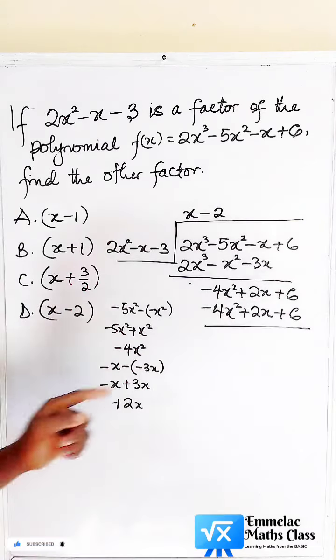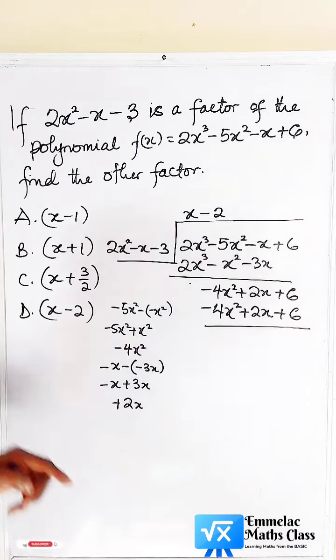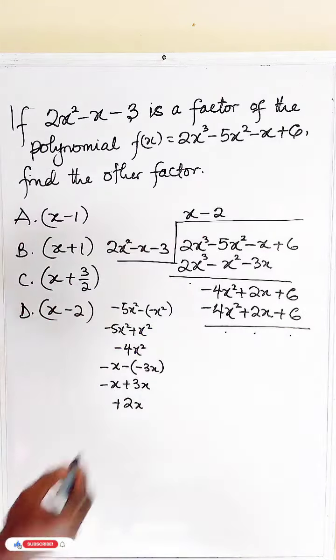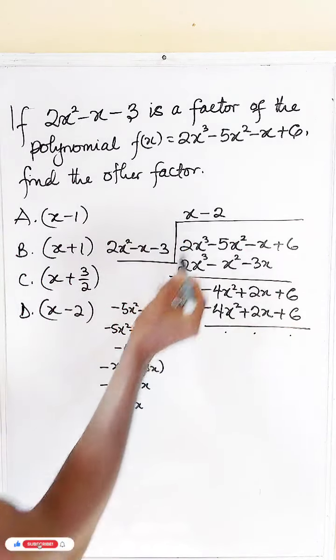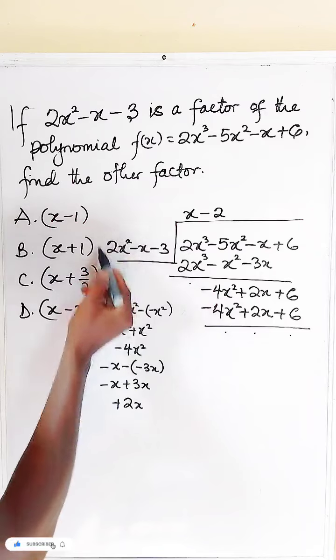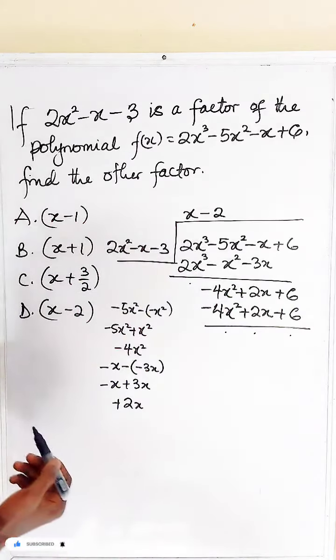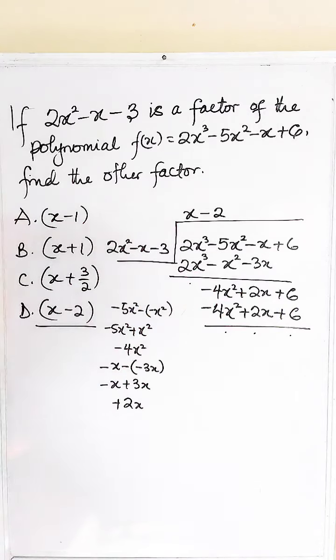Now if you look at these terms, when subtracted, it implies 0, 0, and 0. So it implies that x − 2, when multiplied by this quadratic expression, will give us this polynomial expression. So here we have x − 2 as the final answer.